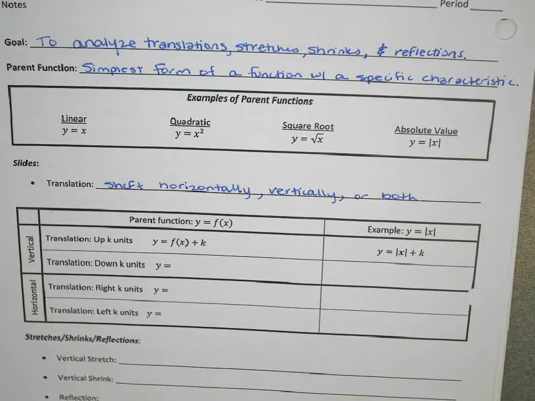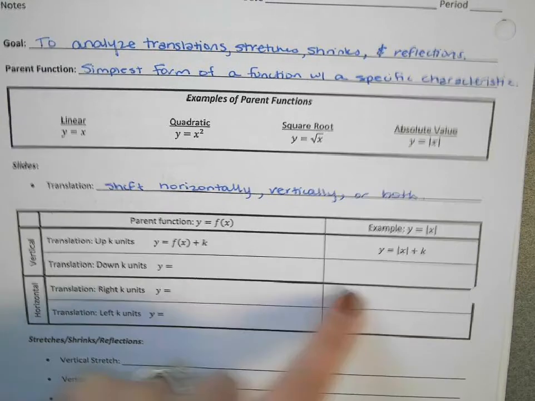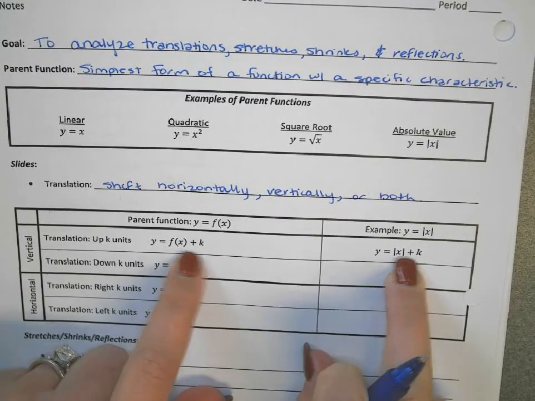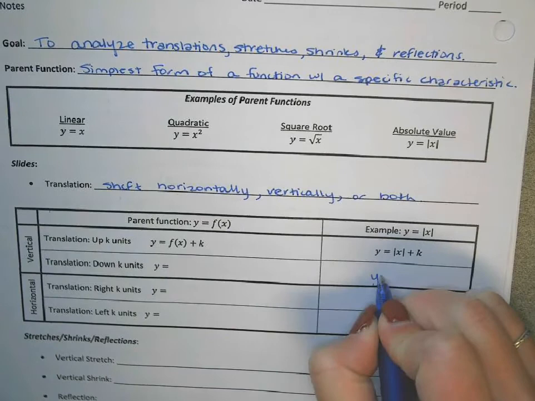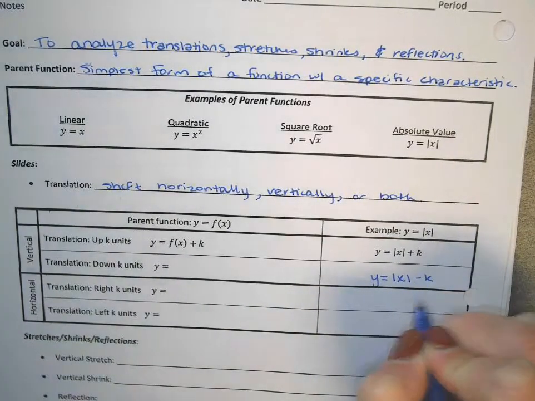So we talked about this on the page before with the exploration. If you have the function, so here's our function, is the absolute value of x. If you add a number on the outside, that's when it goes up k units. Okay. If you were to subtract it, that's when it goes down k units.